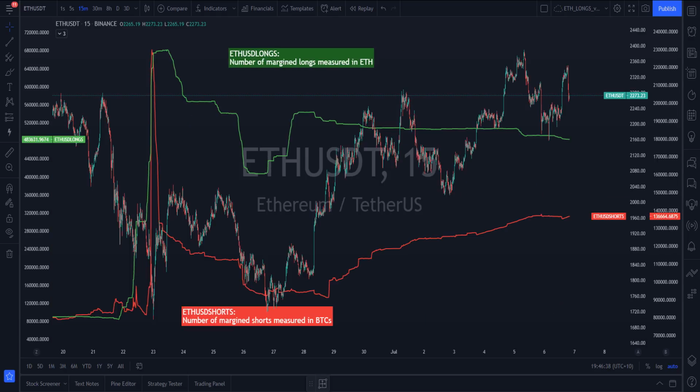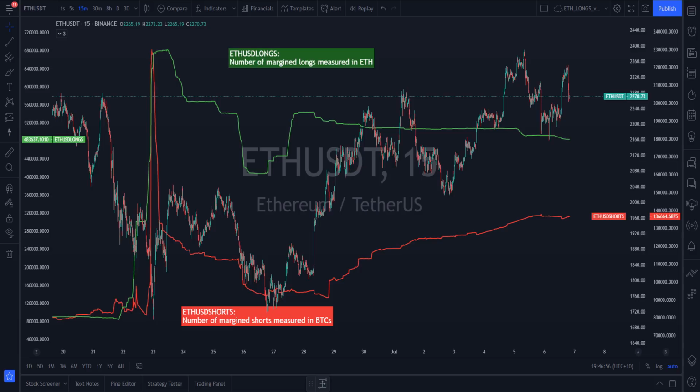It's also really good to look at Ethereum. We noticed in the past episode that the shorts have been increasing. The longs have been decreasing. This is all very healthy price action. It may not appear so, but it actually is.